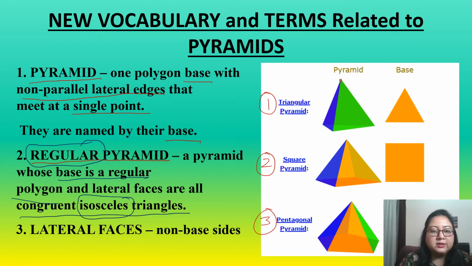And finally, the third and the last term which you see on this slide is the lateral faces, and they are basically these triangles which are not the base. So they are the non-base sides that we are talking about. So these were some terms related to pyramids. Let's get to know a few more terms before we move on to the topic for today.